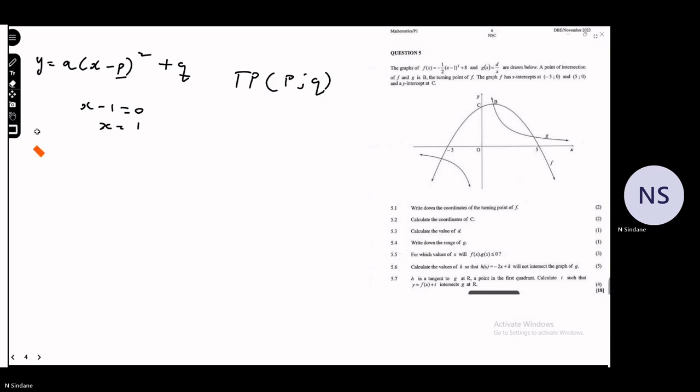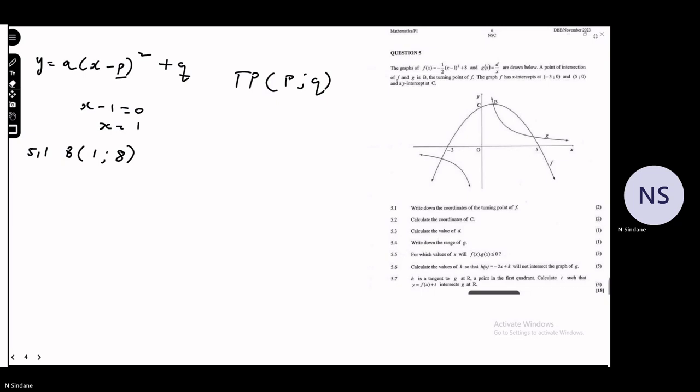So 5.1, the coordinates of the turning point will be x is 1, y is 5. Not 5, but 8. Why do I say 5? This 8. And those are the coordinates of B. Let me just give it some space. This is 5.1, coordinates of B.